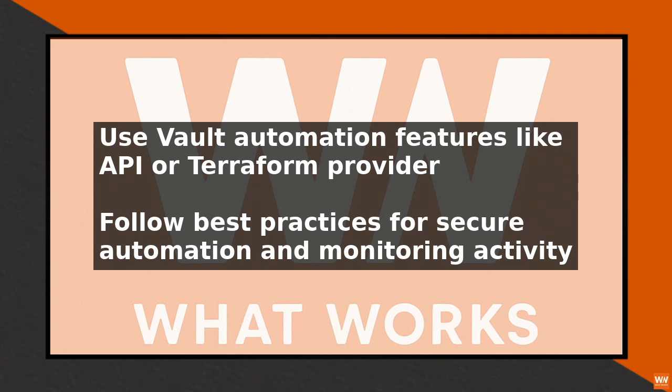In summary, automating Vault Azure Auth involves creating an Azure Service Principal, configuring the Azure Auth backend in Vault, creating roles that map to Azure roles, and using automation features to streamline the process. By following these steps and best practices, you can securely and efficiently manage access to Azure resources using Vault.